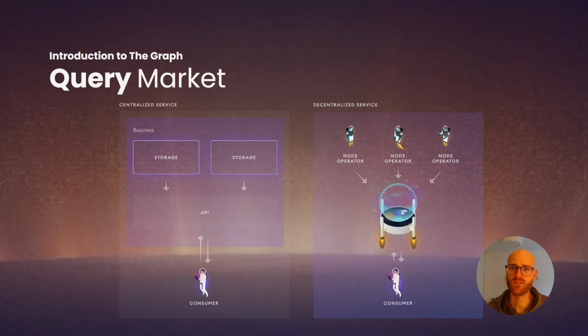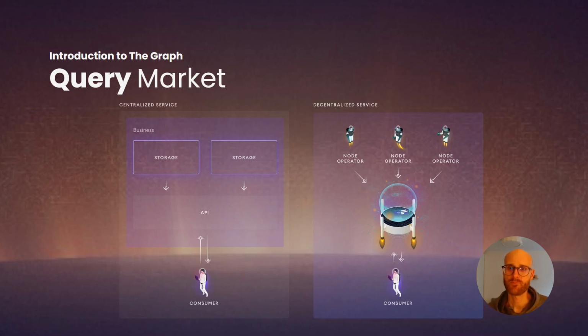And the key difference to a traditional API that is operated obviously by a single economic entity that may be centralized is that the query market comprises of a decentralized network of indexers. And all these indexers are competing to provide the best service at the best price to data consumers.